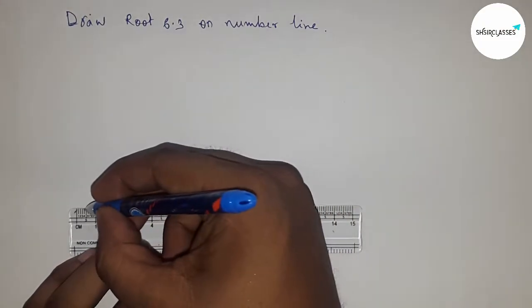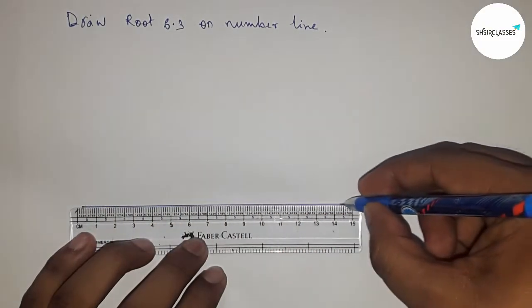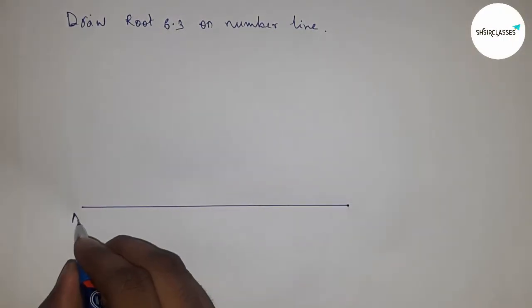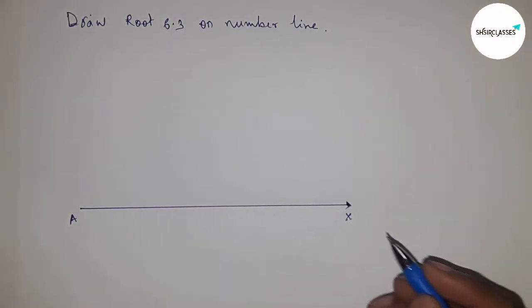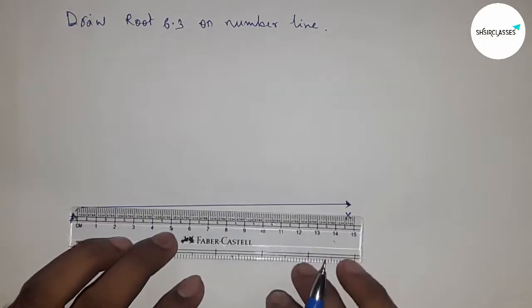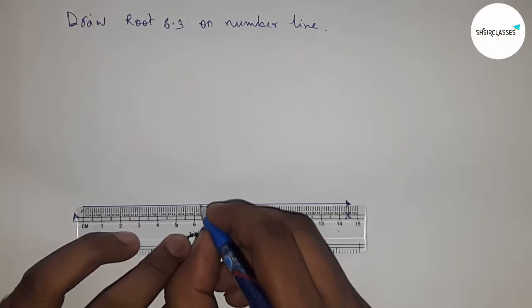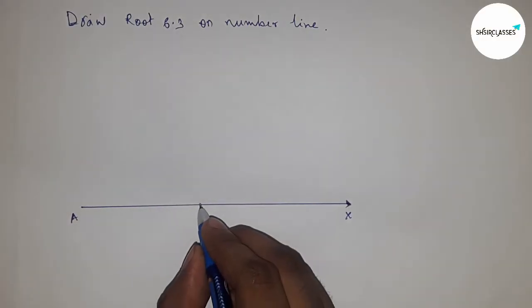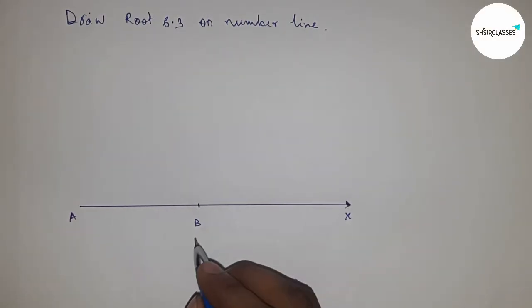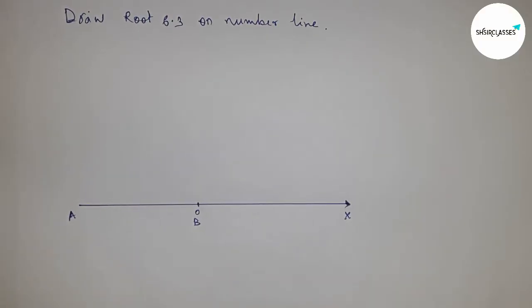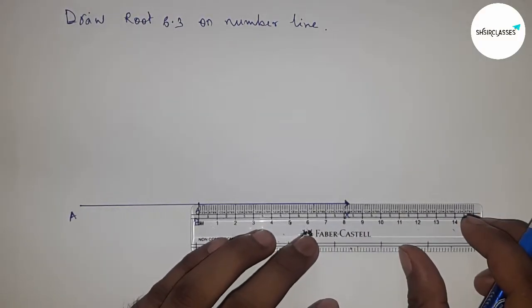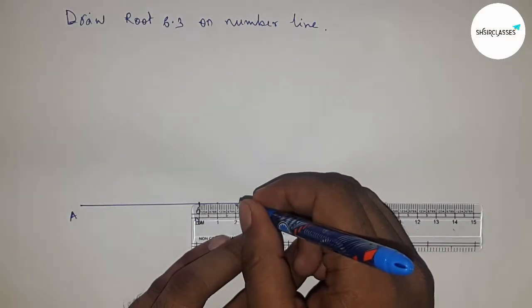First of all, drawing a line of any length here. This is line AX. Next, taking the length 6.3 by scale, and this is 6.3. So this is point B, and also this is the starting number. Next, mark the numbers on the line from B to X.